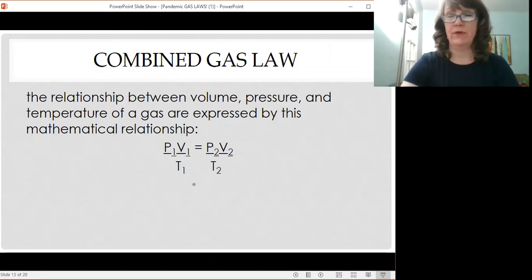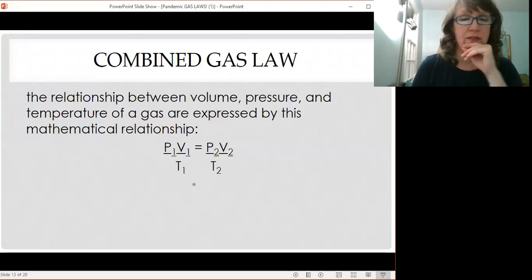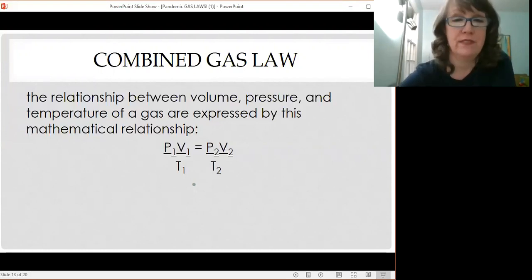Once again, remember the temperature always has to be in Kelvin. So if they give you Celsius, you'll have to convert that to Kelvin. And then the 2 pressure units we typically use are kPa and atmospheres.